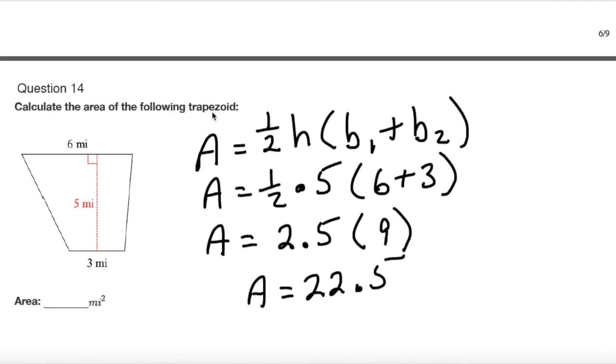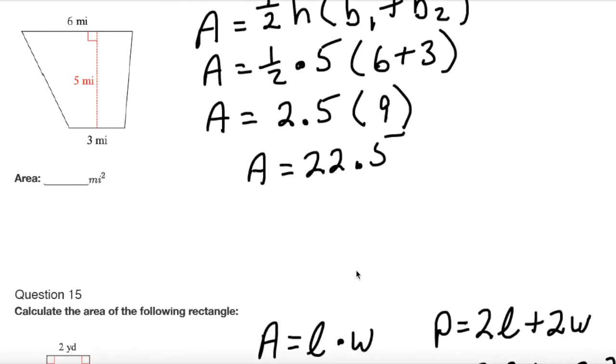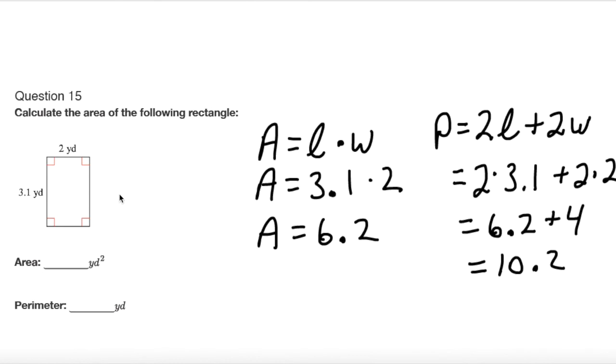The area of a trapezoid, use our area formula. Remember, base 1 and base 2 are the 2 segments that are parallel to each other. 6 and 3, plug it into the formula. Question 15, area and perimeter formula of a rectangle. Make sure you use the formulas, substitute and solve.